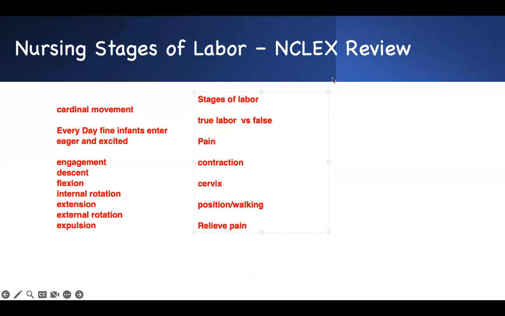And then I study one side, forget about the other side. So a true labor, we're doing true labor. This is what will happen. Pain, you start from your lower back to your lower abdomen. I don't even care about what happened to the false labor. This is what I know. Anything other than that, it's not true labor.